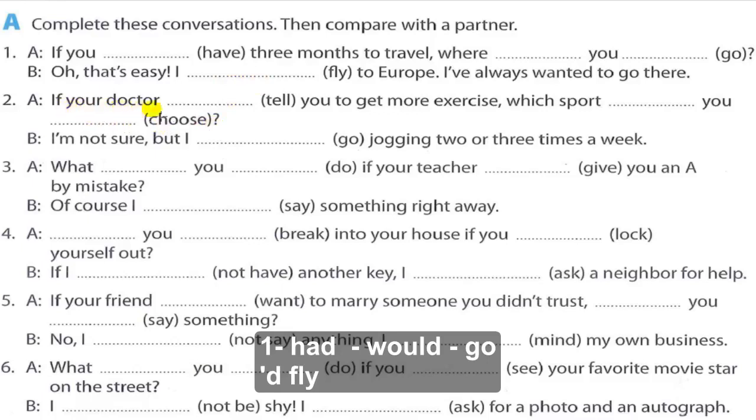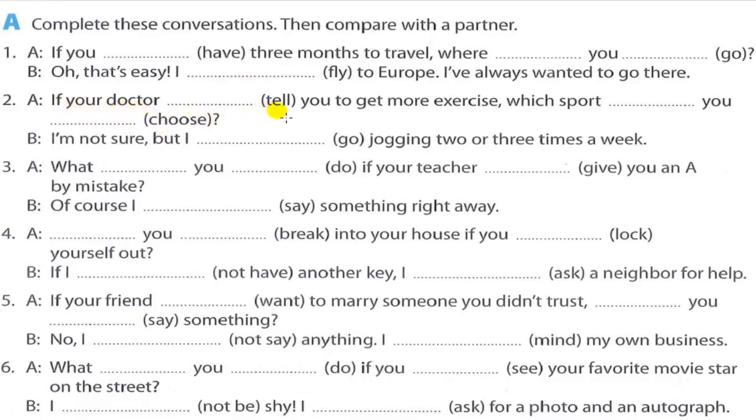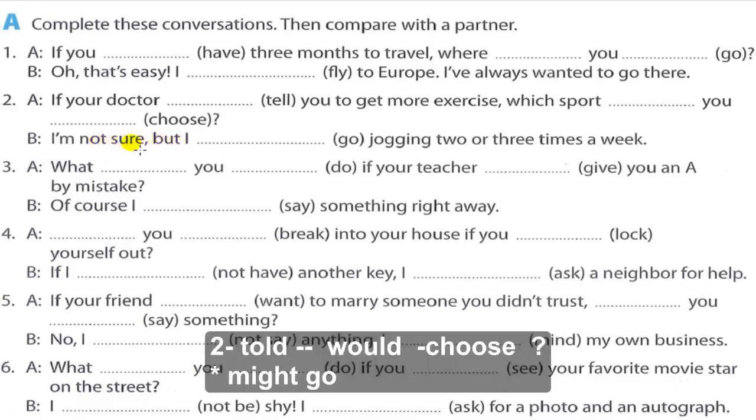Two. If your doctor told you to get more exercise, which sport would you choose? If I said I am not sure, so use what? Could, would, or might. Might. I might go jogging 2 or 3 times a week. I am not sure, but I might go jogging 2 or 3 times a week.